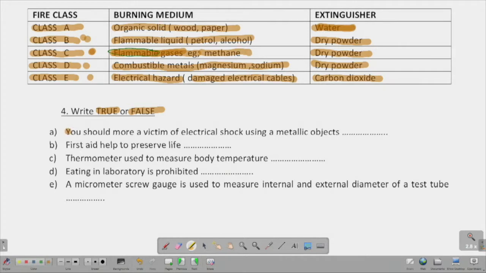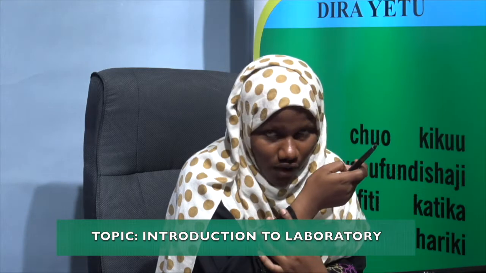It says you should move a victim of electrical shock using a metallic object. So this person has got an electric shock. How are you going to help him? Should you move him by using a metallic object? Maybe you take a nail or something made of metal and then move him from that spot? No, because that might actually transfer the electric shock to you. So you should not move a victim of electric shock using a metallic object.